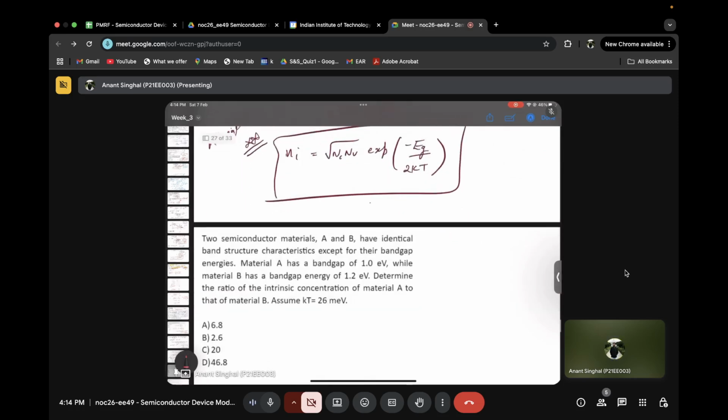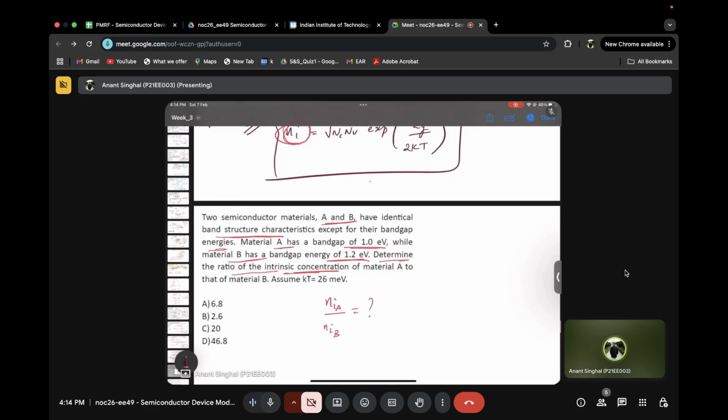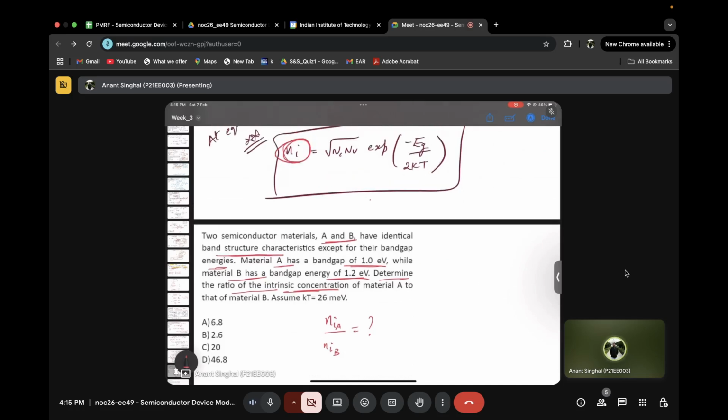If not, okay, quickly let me know the answer to this. This would be the last problem for today, and then maybe we can continue next week. It says we have two semiconductors A and B, which have identical band structure except for their band gap. Material A has a band gap of 1, while material B has a band gap of 1.2. We need to determine the ratio of the intrinsic concentration of material A to B, so we need to calculate ni of A to ni of B. So what should be the answer?